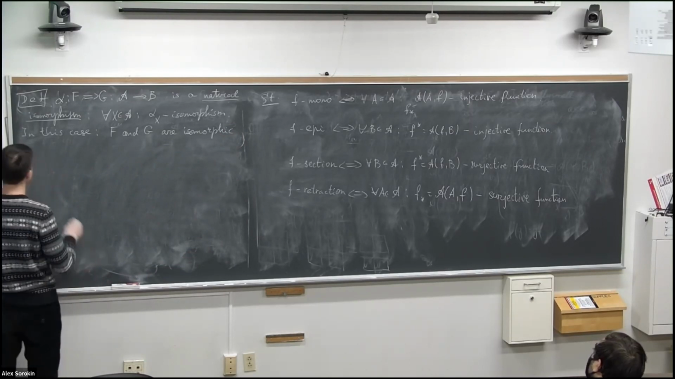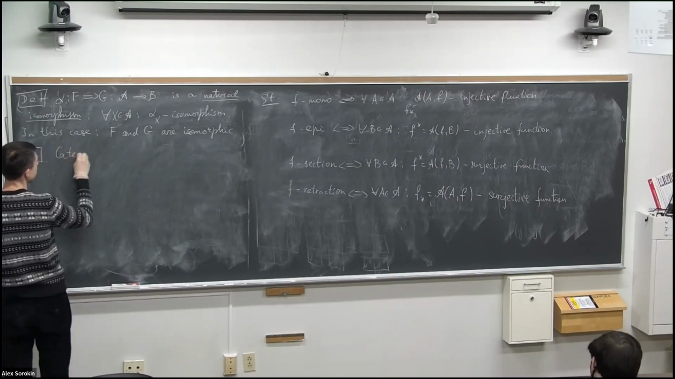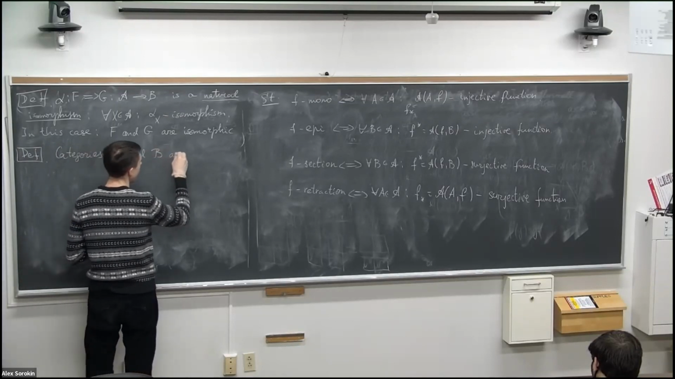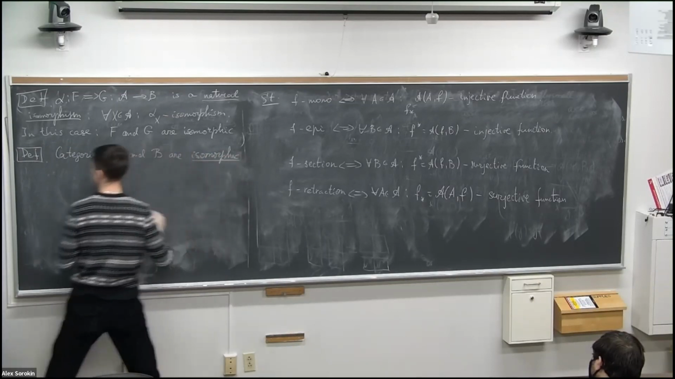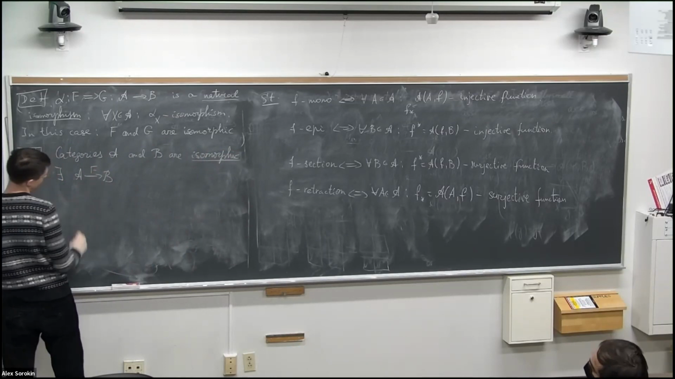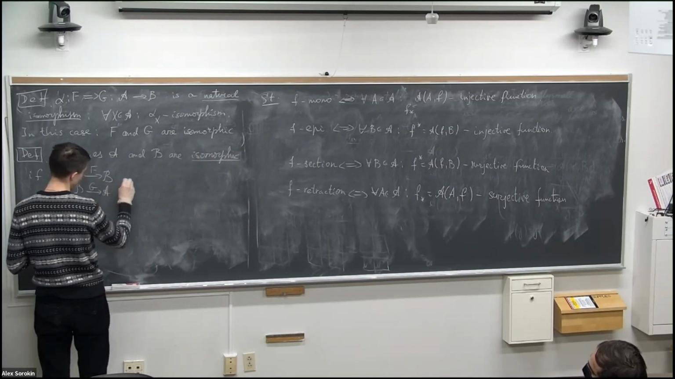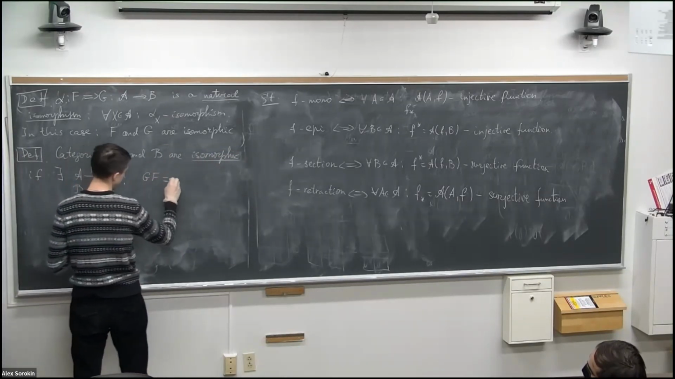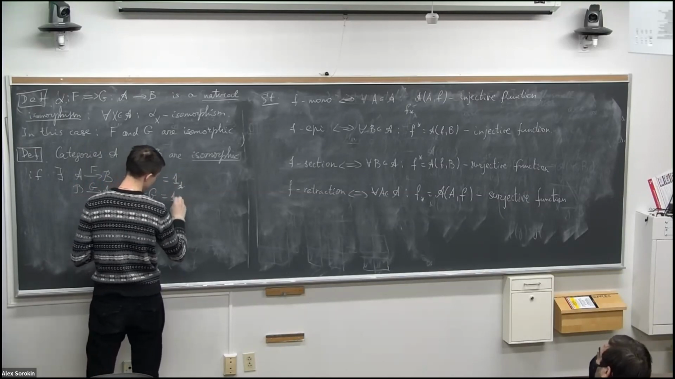Okay, then next. Categories A and B are isomorphic if there are functors F from A to B, G from B to A, such that GF is the identity functor on category A, and FG is the identity functor on category B.